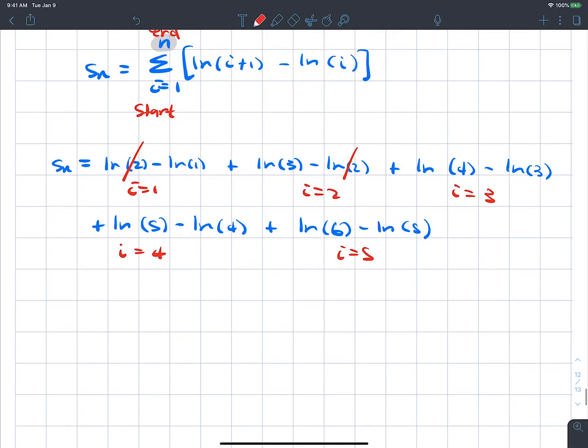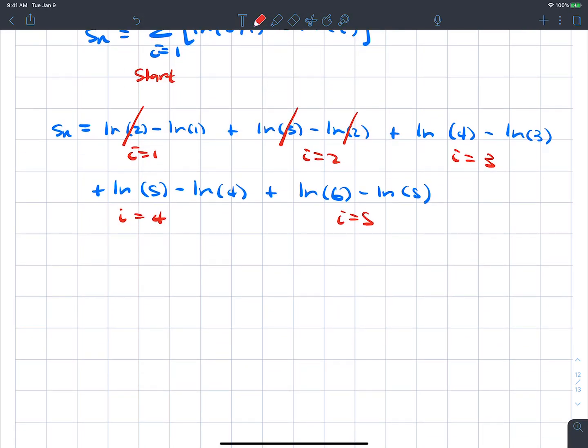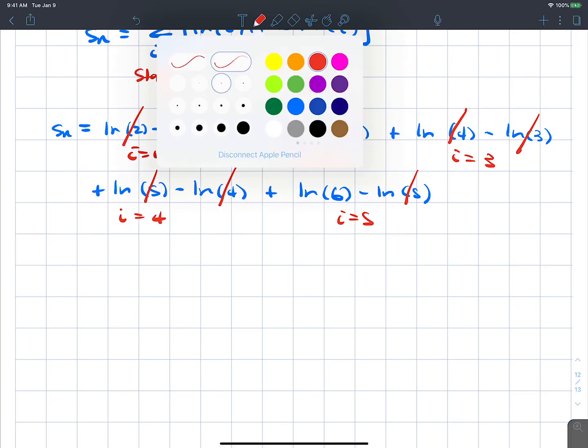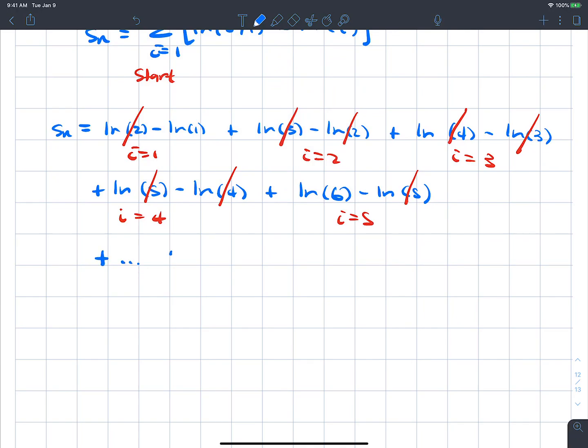So let's go look at the next pair here. The first term of the first pair, the last term of the second pair. The first term of the first pair, the last term or second term of the second pair. First term of the first, and then the last term of the second. So everything's going away, ladies and gentlemen. And so if I say to you, well, how does this end? Well, I have natural log of a number minus natural log of a number.